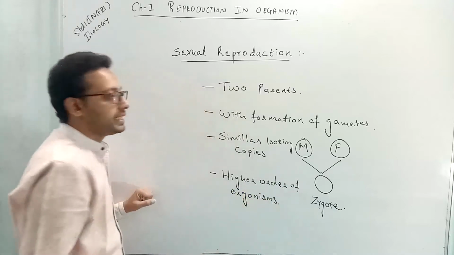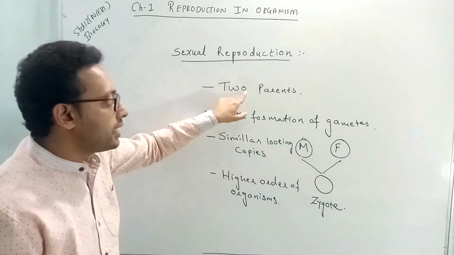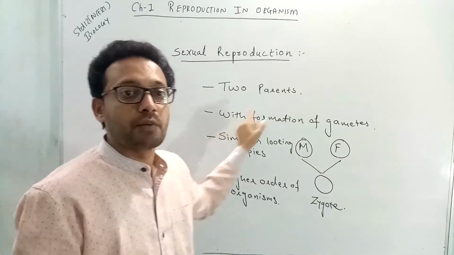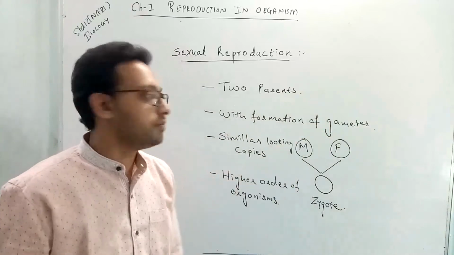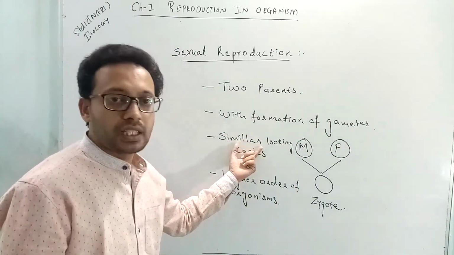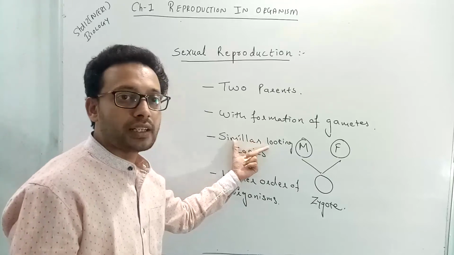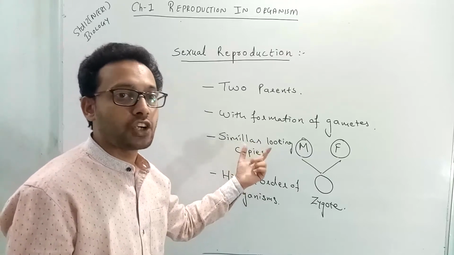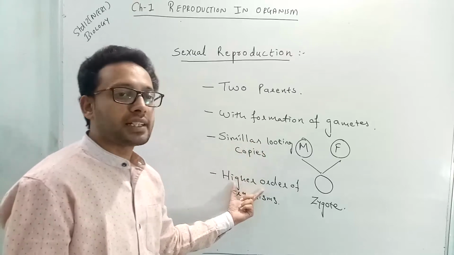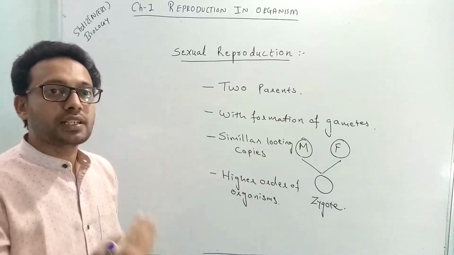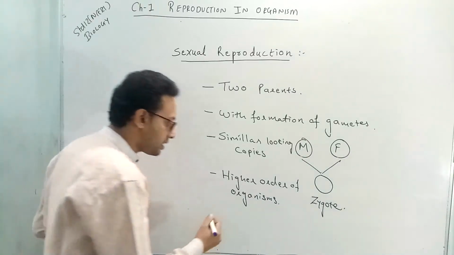So I hope it is clear to everyone. It requires two parents. It requires the formation of gametes from the same individual or different individuals of opposite sex. The offspring which are produced are similar looking, but not identical or exactly the same, and it occurs in higher order organisms. This we know. Now what is another characteristic that it has?